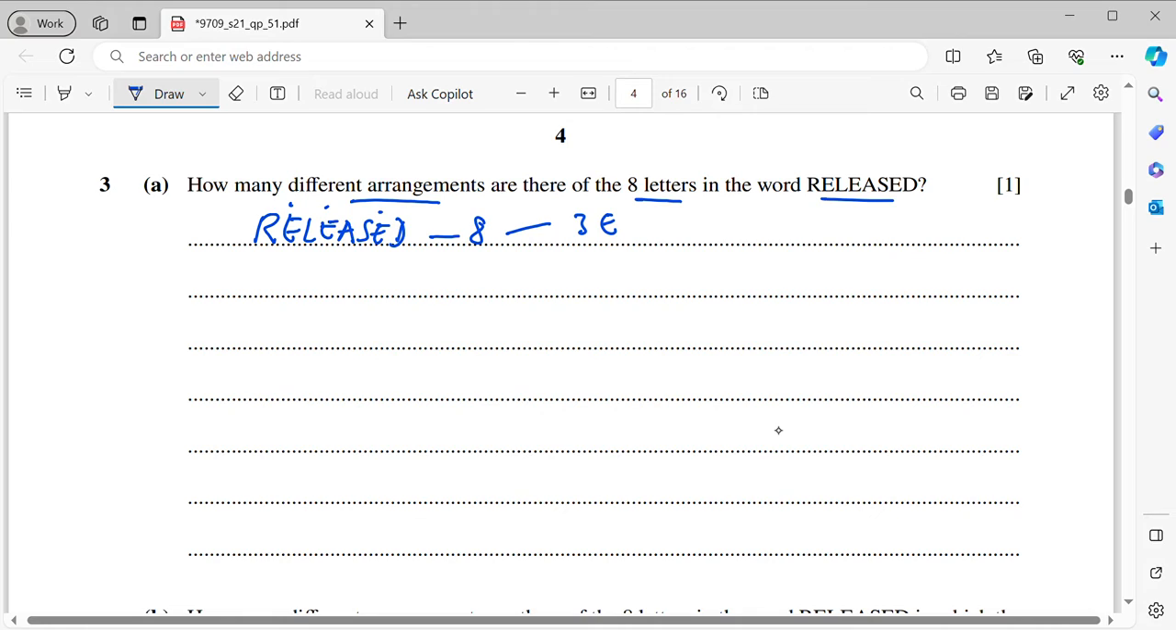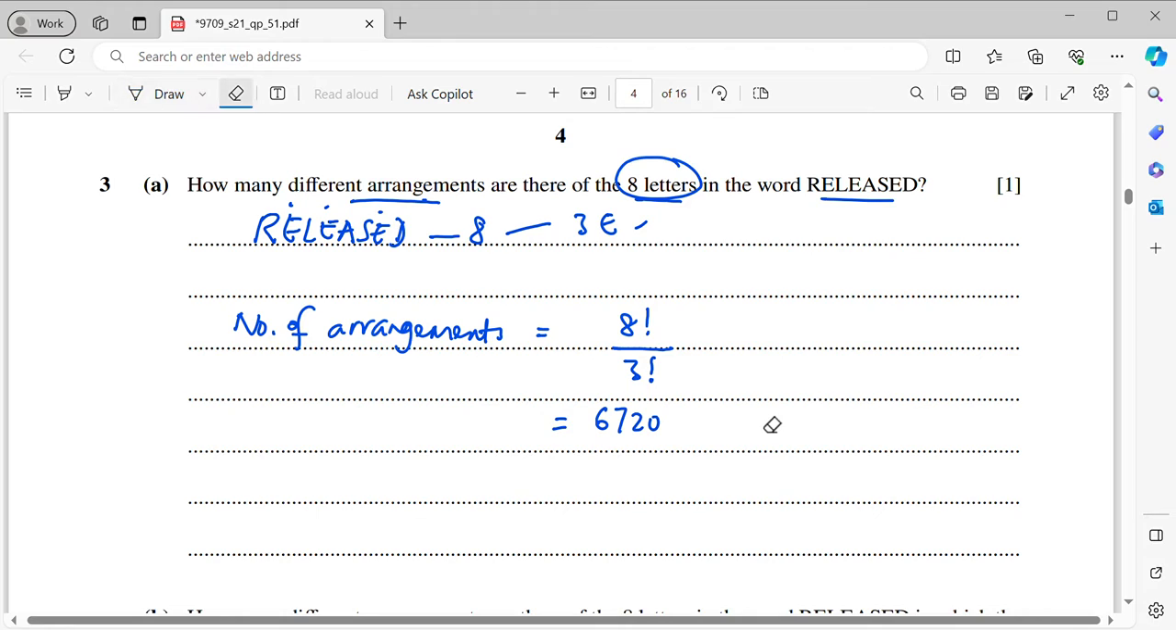So from here, since we are arranging all 8 letters, we are going to use the factorial method. The number of arrangements is going to be 8 factorial, but if you just write 8 factorial, it means that you are given 8 different letters. Since we have 3 E's, you have to divide by 3 factorial. So the answer will be 6720. This will be the number of arrangements when you arrange the 8 letters.